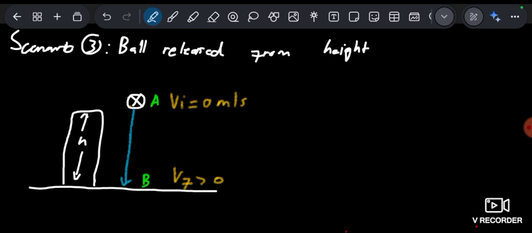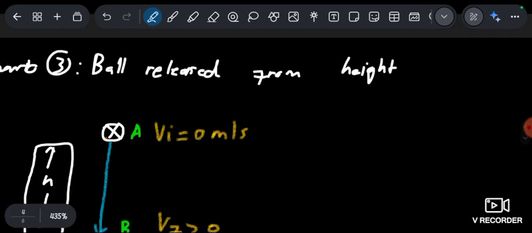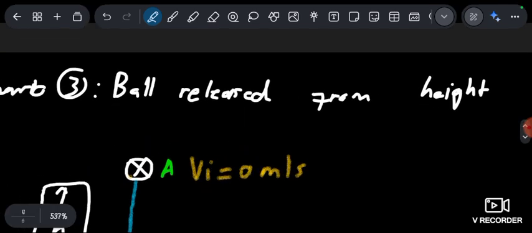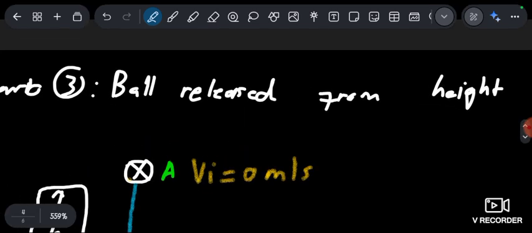We're continuing from scenario number 2, and we're going to scenario number 3. Scenario number 3 says that the ball is released. Keyword: released. Now, I'm going to change this one. There will be scenario number 3 and scenario number 4 in the same video, and I'm going to show you how. The ball will be released or thrown.